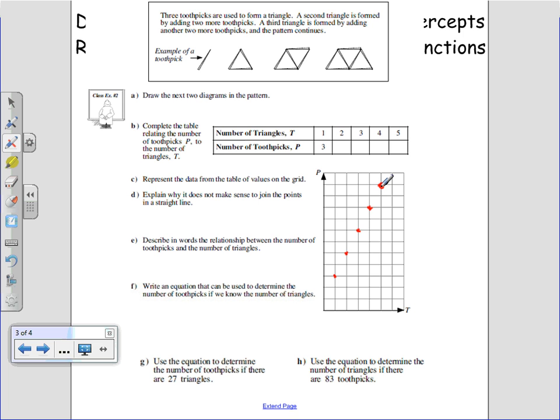So what would the equation be for this? Using P and T. 2T plus 1 equals P.